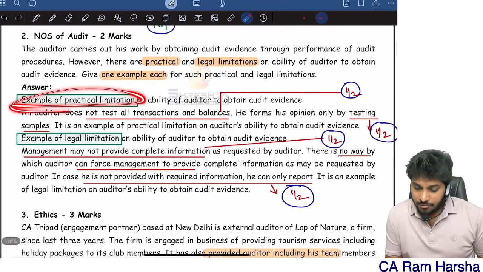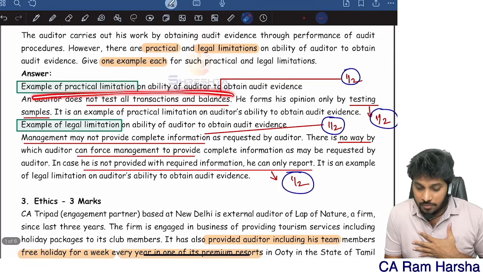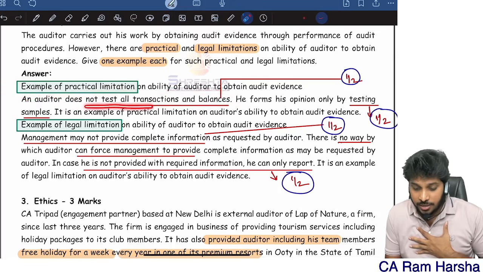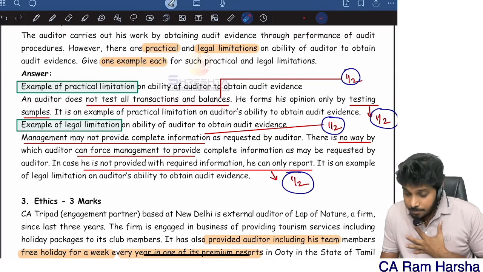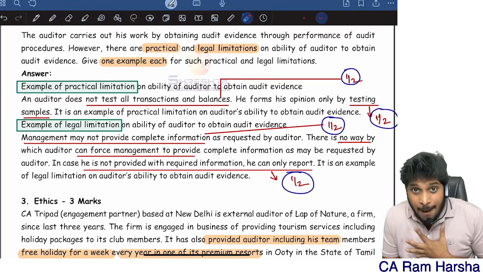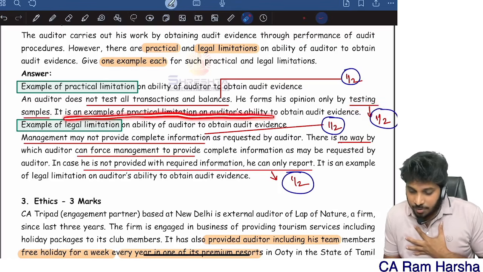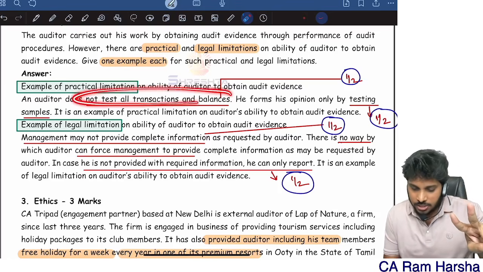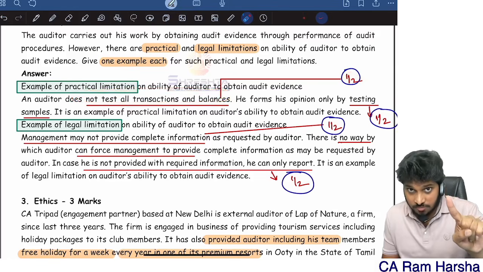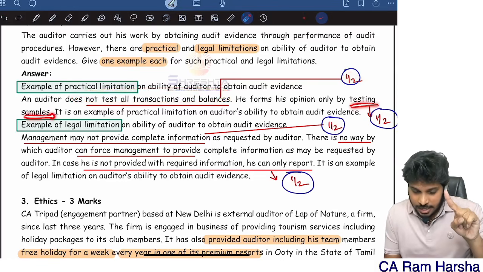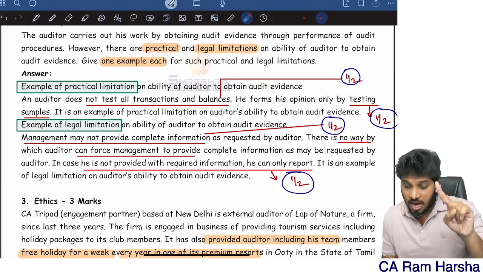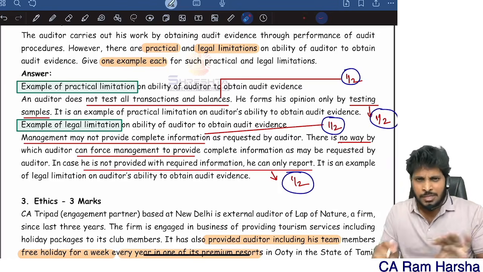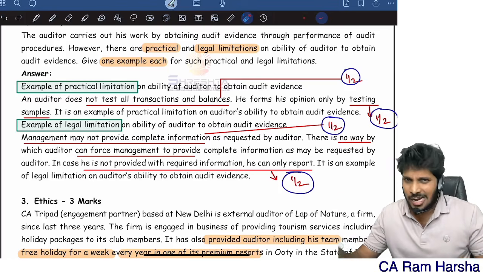Now, an example of practical limitation. You see, whatever I have highlighted and underlined here, that's the keyword. The auditor does not test all the transactions. He will do testing through samples. It is an example of practical limitation. Now here two keywords are there. He will not test all transactions. Half mark if you write this wording. Testing samples. That is another half mark. Totally 1 mark. No matter whatever other answer you wrote, it doesn't bother me.